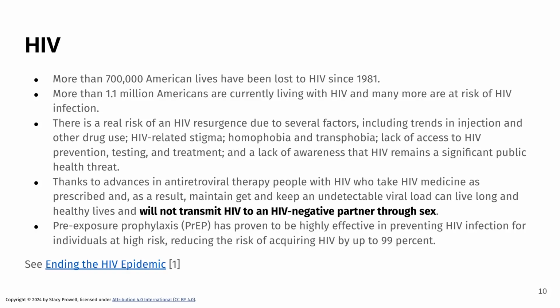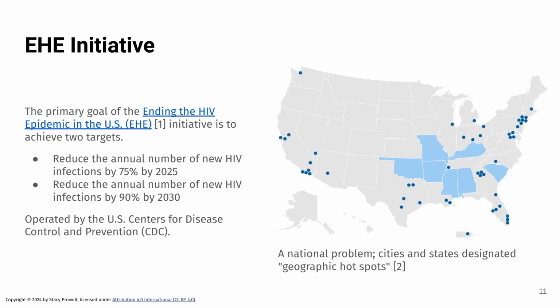In addition, there's pre-exposure prophylaxis that prevents you from getting HIV. And all this is part of the CDC strategy for ending the HIV epidemic. And that's a good goal. The primary goal of this is to achieve two targets. They want to reduce the annual number of new HIV infections by 75% by 2025. That's next year. And they want to reduce the annual number of new HIV infections by 90% by 2030.